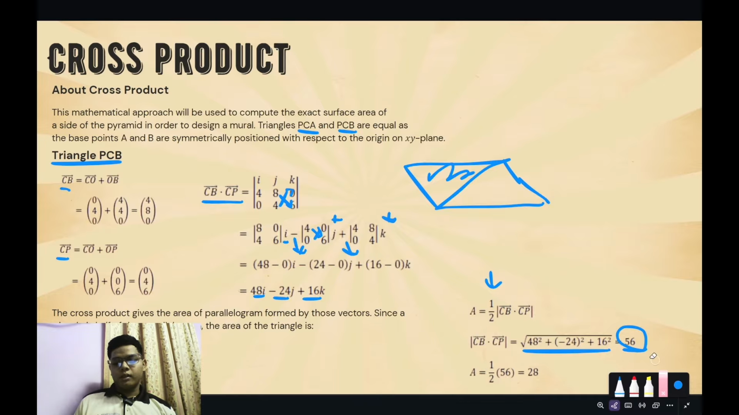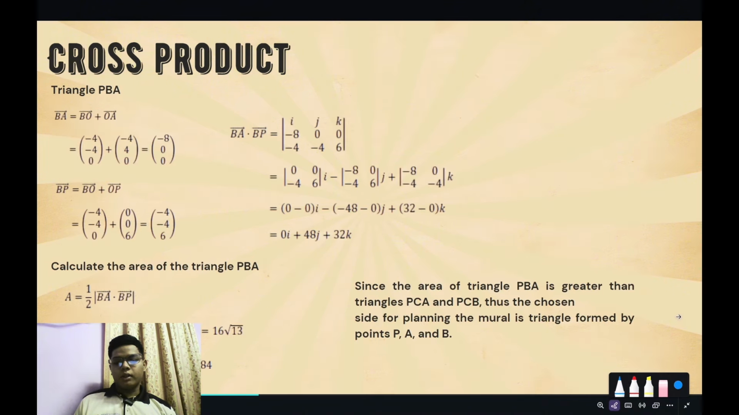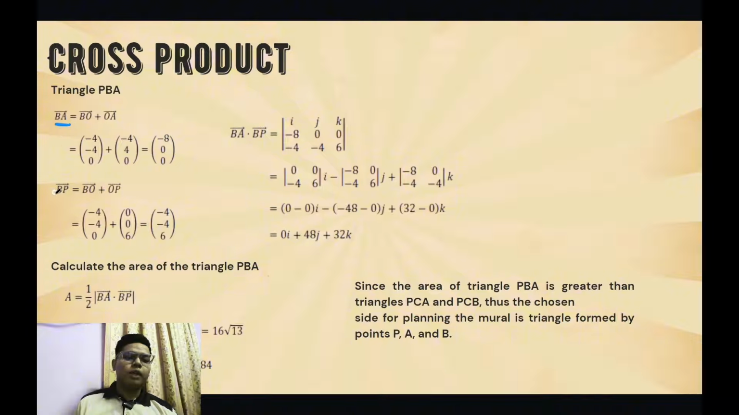Okay, so that's one. Next, we're going to find the cross product for triangle PBA. For this triangle, we have to find the vectors BA and BP. BA, like always, is negative 4 plus negative 4 is negative 8, negative 4 plus 4 is 0, 0 plus 0 is 0. For vector BP, negative 4 plus 0 is negative 4, negative 4 plus 0 is negative 4, 0 plus 6 is 6.